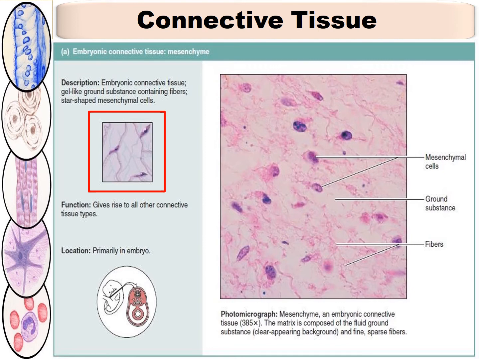With this, the matrix is composed of the fluid ground substance, which is clearly appearing in the background in this picture, and fine sparse fibers. Also, this connective tissue gives rise to all other tissue types of the connective tissue. It is located primarily in the embryo.